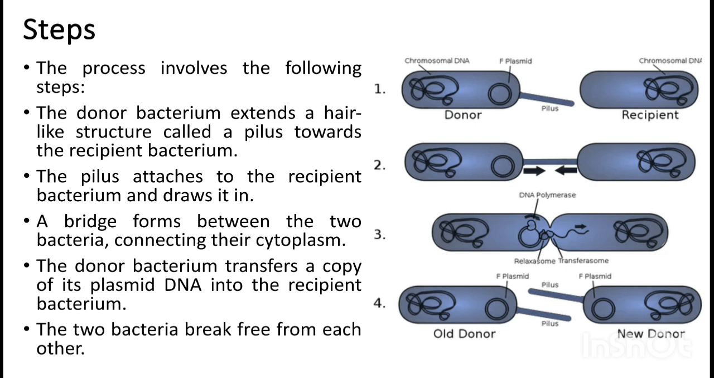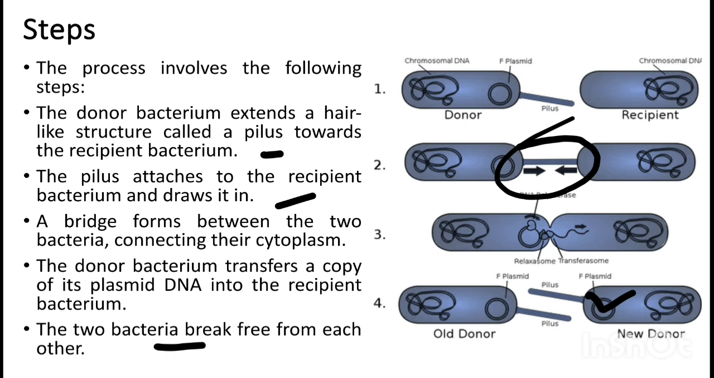So one bacterium which acts as donor extends its hair-like structure called a pilus towards the recipient. The pilus attaches to the recipient bacterium and draws it in. A bridge is formed between these two bacteria which are involved. The donor bacterium transfers a copy of the plasmid DNA to the recipient bacterium. Now, the two bacteria involved in this process detach from each other, and that plasmid, after entering into the new bacterium, makes a copy of it.